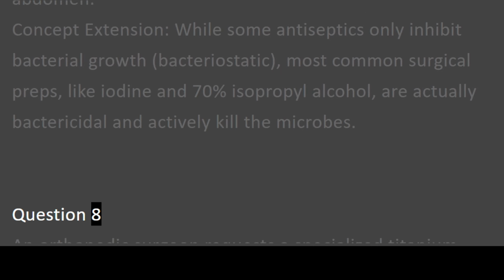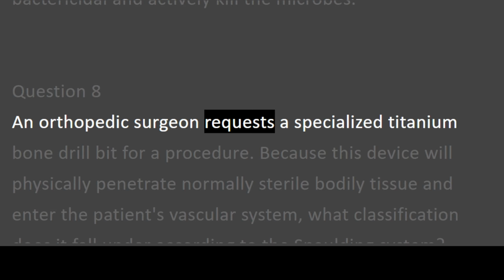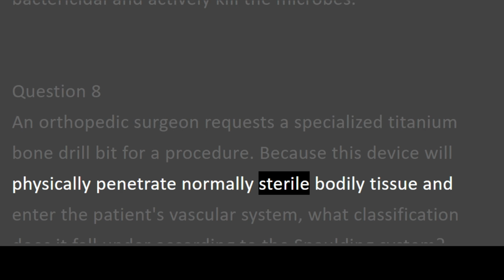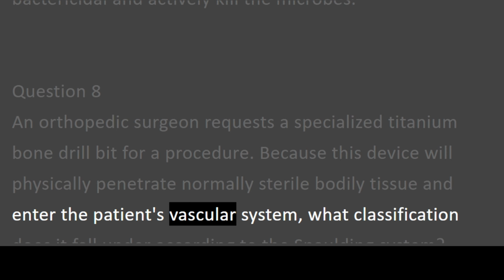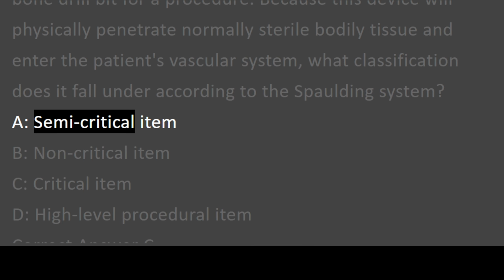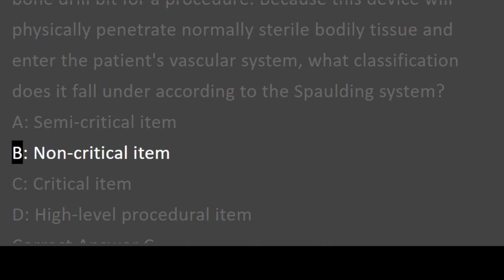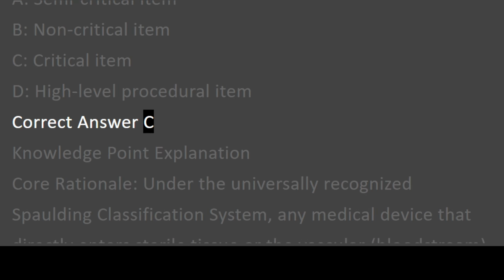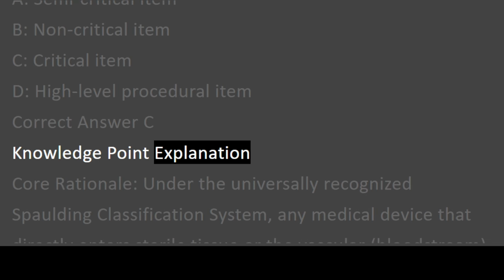Question 8. An orthopedic surgeon requests a specialized titanium bone drill bit for a procedure. Because this device will physically penetrate normally sterile bodily tissue and enter the patient's vascular system, what classification does it fall under according to the Spalding system? A. Semi-critical item. B. Non-critical item. C. Critical item. D. High-level procedural item. Correct answer C. Knowledge point explanation.